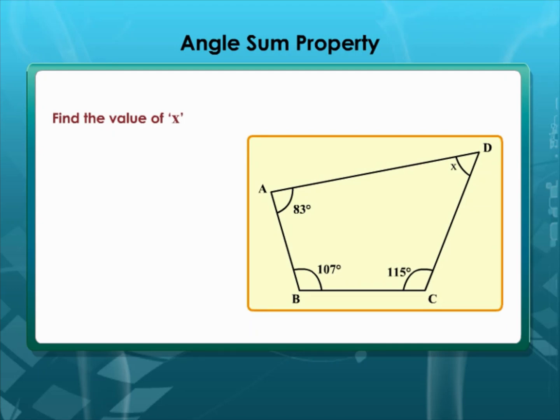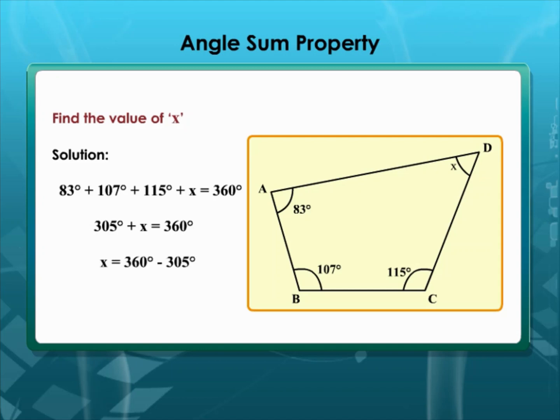For example, from this figure, we try to find the value of x. We know that sum of the measures of all interior angles of a quadrilateral is 360 degrees. So we add all the interior angles here, that is 83 degree plus 107 degree plus 115 degree plus x is equal to 360 degree. When we add these, we get 305 degree plus x is equal to 360 degree. So, x is equal to 360 degree minus 305 degree. We get x is equal to 55 degree.